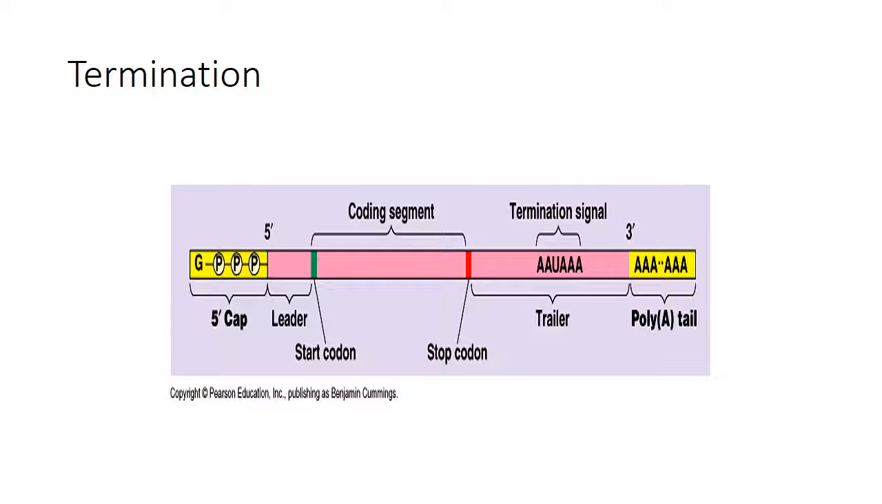Okay? And once that has been completed, then that pre-messenger RNA transcript, that's what it's called, the pre-messenger RNA transcript, has been created. Okay? So again, this is in a eukaryote. Eukaryotes, the pre-messenger RNA transcript has to undergo modification. And you can see there's a couple of modifications we can see here already. We can see that there's this 5' cap and a poly A tail.